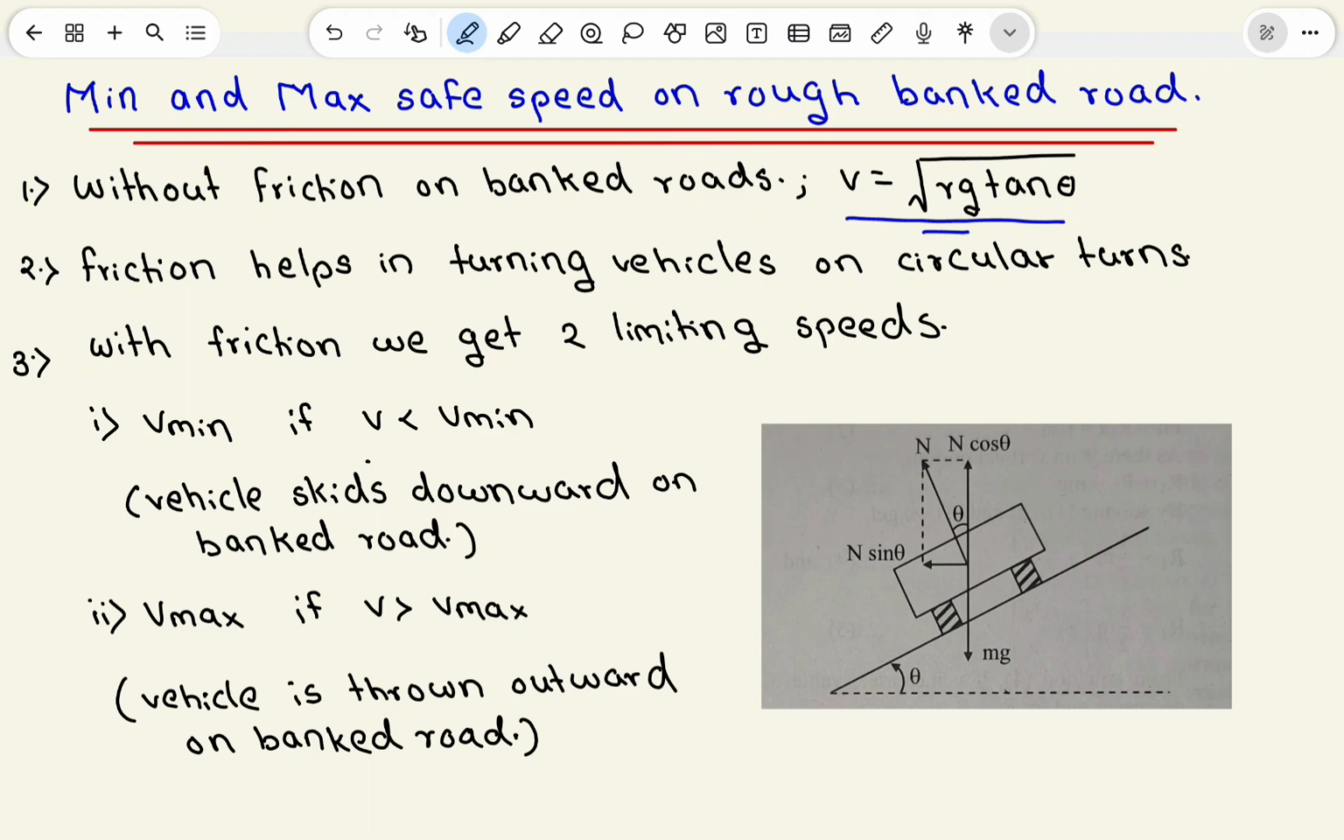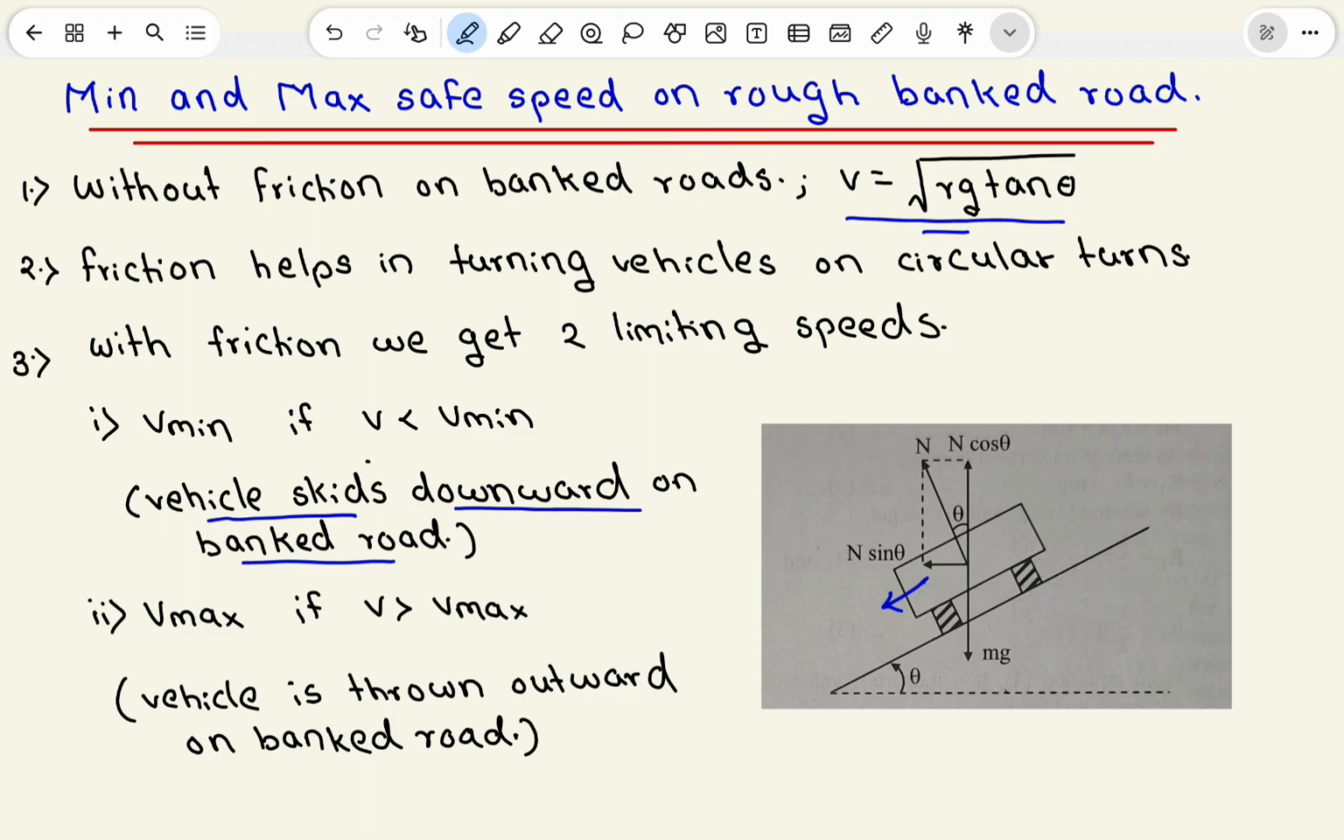Now, when we involve friction, we get two limiting speeds. First is V minimum and the second is V maximum. Why do we have V minimum? Because when we go below V minimum, the vehicle skids downwards on the banked road, which means if the speed of the vehicle is below the minimum permissible speed, there is a tendency of the vehicle to slip downwards on the banked road.